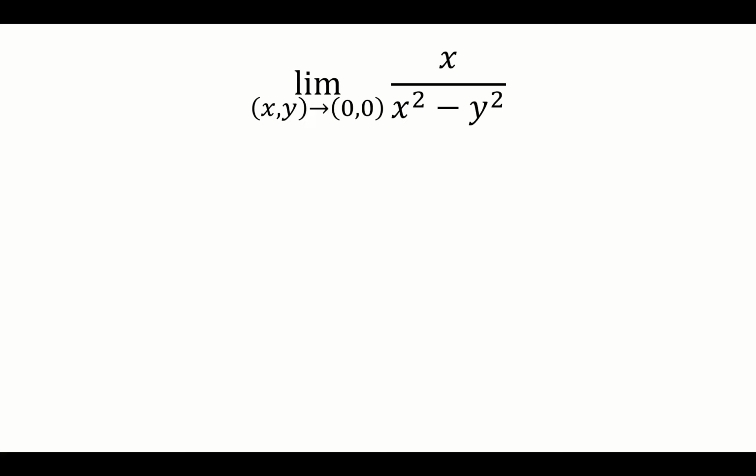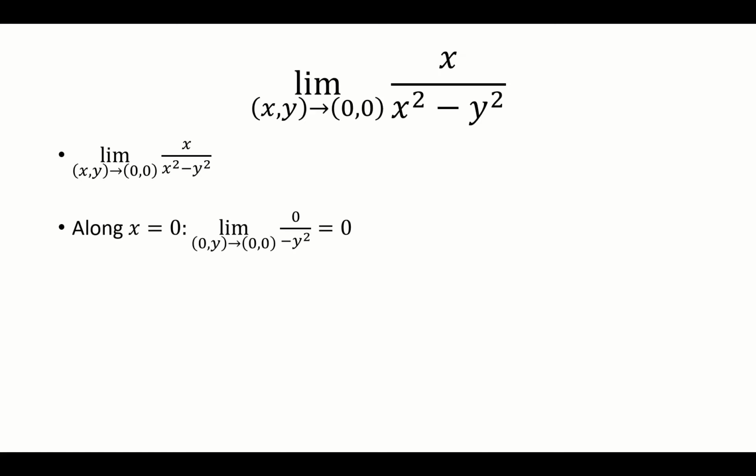The next one, we have the limit as x and y approach 0, 0 of x over x squared minus y squared. So this one, when you plug in 0, you get 0 over 0. So there's a good chance that the limit does not exist. So we'll consider two different paths. The first path will be along x equals 0. And for that we plug in x equals 0 and then just leave y by itself. So this is just 0 over negative y squared, which is 0.